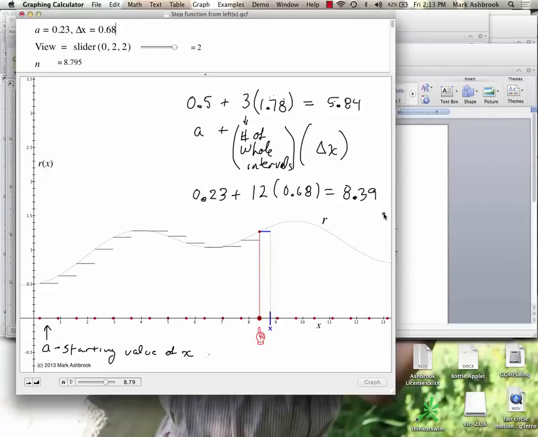Does the process make sense? We've got to understand that formula, not just use it. Okay, let's change it up again. I'll leave A the same. Here we go.